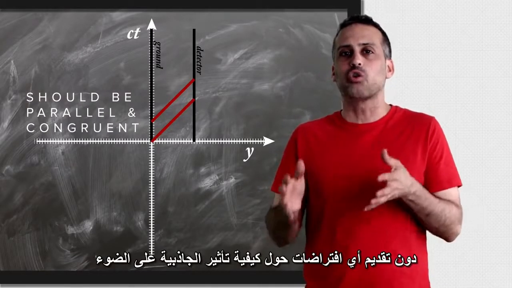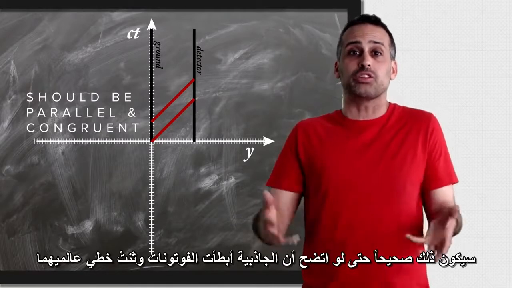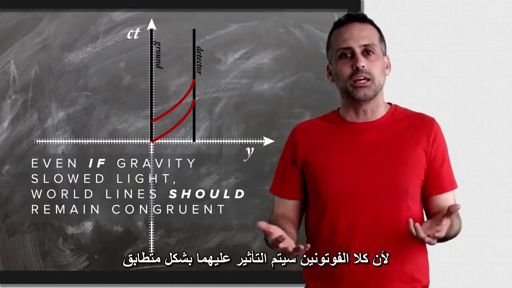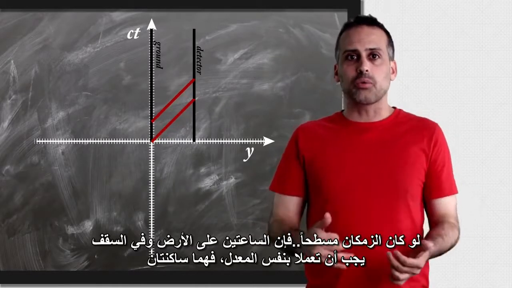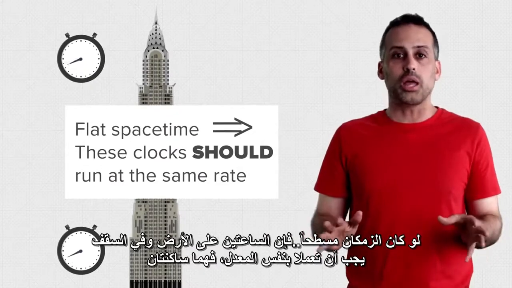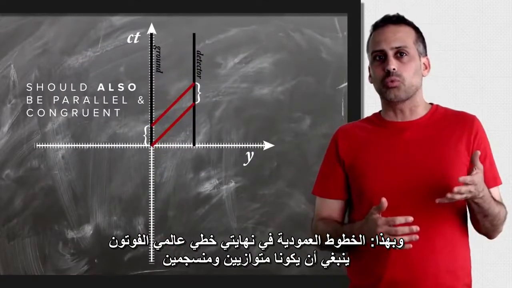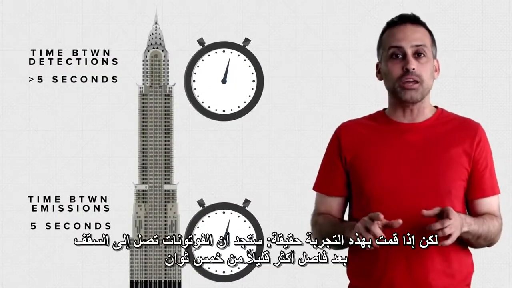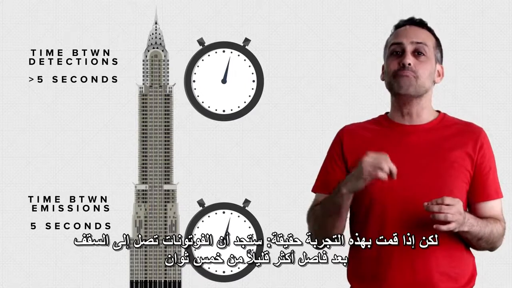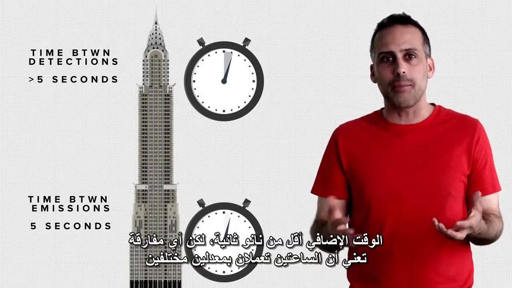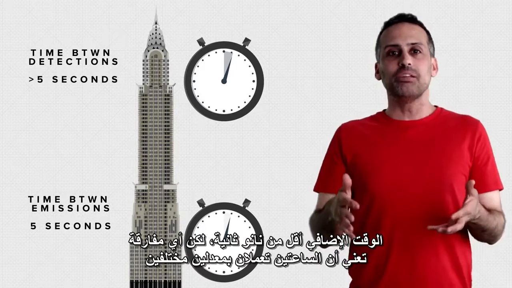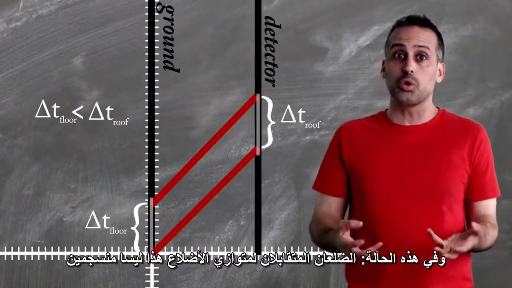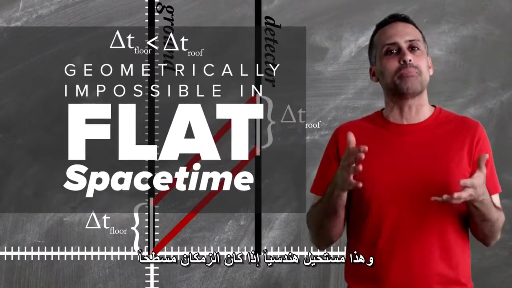On a flat spacetime diagram, the world lines of those photons should be parallel and congruent. Without making any assumptions about how gravity affects light, that would be true even if it turned out that gravity slowed photons down and bent their world lines, since both photons would be affected identically. Now, if spacetime is flat, then clocks on the ground and on the roof should run at the same rate. They're both stationary. Thus, the vertical lines at the ends of the photon world lines should also be parallel and congruent. But if you actually do this experiment, you find that photons arrive on the roof slightly more than 5 seconds apart. The excess time is less than a nanosecond, but any discrepancy means that clocks are running at different rates, in which case the opposite sides of this parallelogram aren't congruent, and that's geometrically impossible if spacetime is flat.